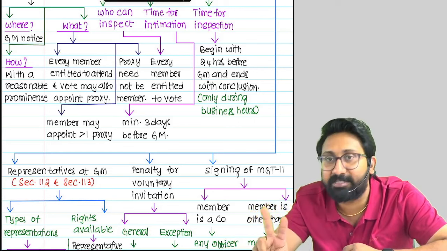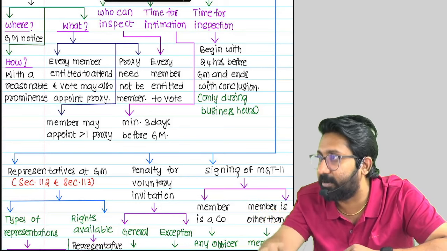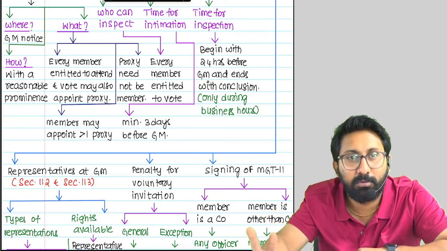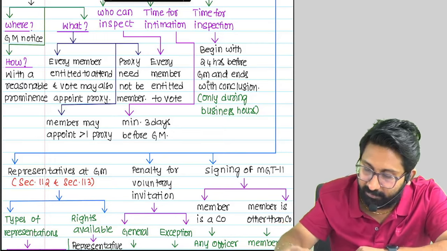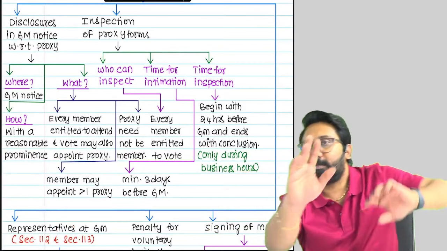There are only two situations under which immediate poll will be taken. Number one, chairman appointment. Number two, adjournment of meeting. That's all. Everyone understood, to hear clearly. So summarize everything. I have only two questions. Answer this. Point number one.